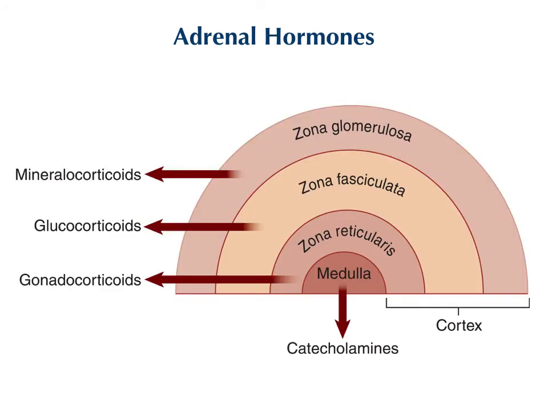Here, we are reminded that the adrenal cortex is partitioned into 3 concentric zones of steroid-synthesizing cells: the glomerulosa, which produces the mineralocorticoids, represented best by aldosterone; the fasciculata, which produces the glucocorticoids, best represented by cortisol; and the zona reticularis, which produces the gonadocorticoids.